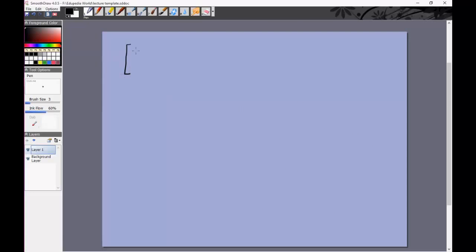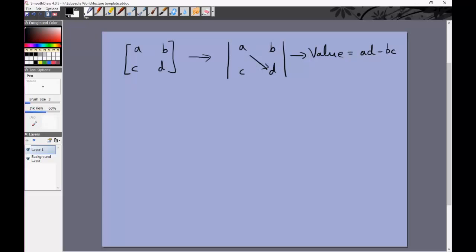So if we have, let's say, a matrix A, B, C, D, then the corresponding determinant would be A, B, C, D, and the value of this determinant is given by AD minus BC. So the way to remember it is the downward arrow comes first. So AD and then BC.